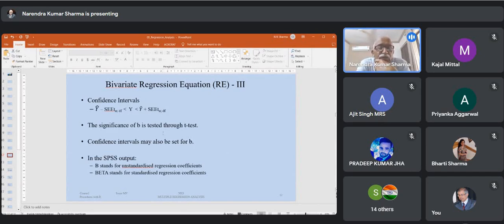So for each regression coefficient, there will be a t-test. For example, if there are two independent variables, x1 and x2, y can be written as beta 0 plus beta 1 x1 plus beta 2 x2, as in the multiple regression equation that we will come to. There will be a t-test for beta 1 and there will be a t-test for beta 2. It is possible that one of the regression coefficients is significant and the other is not significant. So that also we'll see later on.